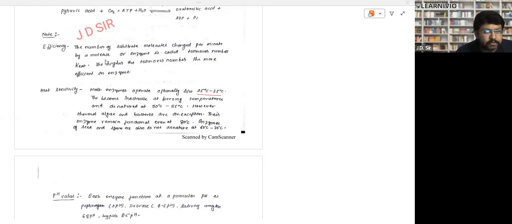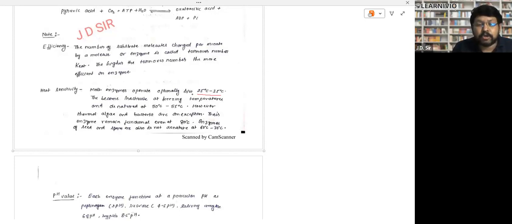As for the impact of temperature, most enzymes operate optimally, meaning with full efficiency, between 25 to 35 degrees centigrade, right? So if a person gets heat shock, meaning too much heat, he or she dies, because when the internal body temperature increases, enzymes stop working and the person dies.